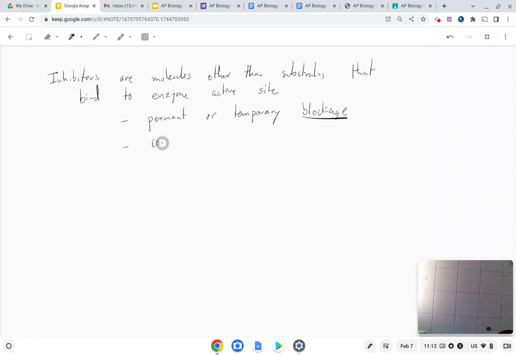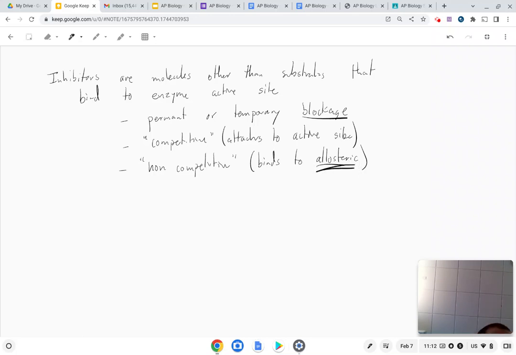It can be competitive, which means that it attaches to the active site, or it can be non-competitive, where it's binding to another spot. Like, in other words, it binds to an allosteric site. Allosteric just means that it's not the active site, it's some other part of the enzyme. But by binding to that allosteric site, it alters the shape and therefore prevents the reaction.